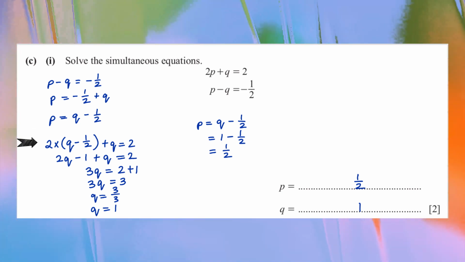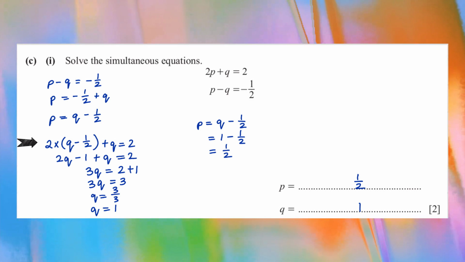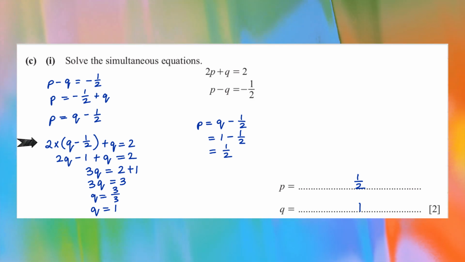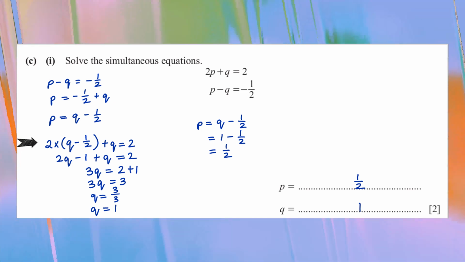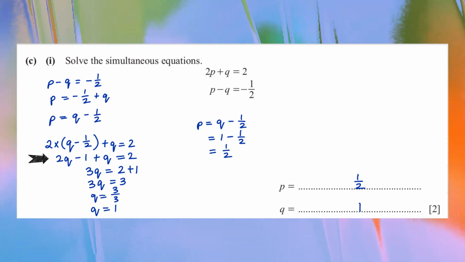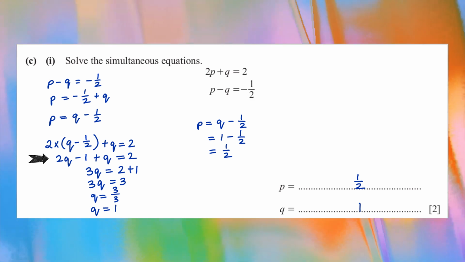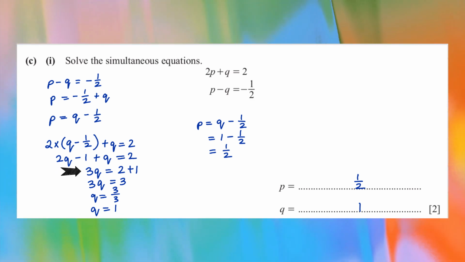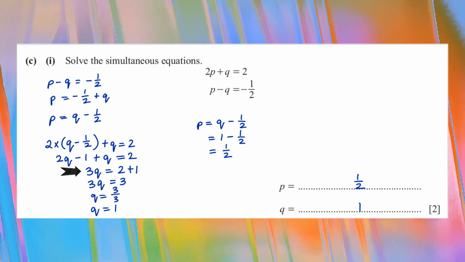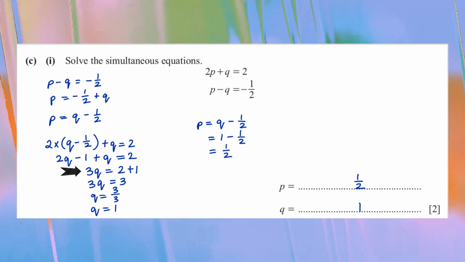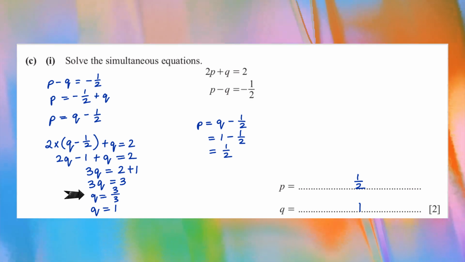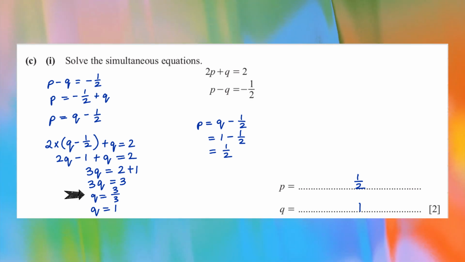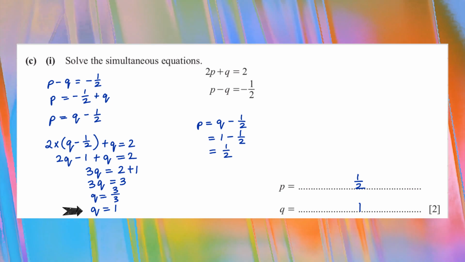Now we substitute q minus 1 over 2 in place of p in the first equation. This gives us 2 into q minus 1 over 2, plus q, equals 2. Simplifying, we get 2q minus 1 plus q equals 2. Now we add 1 to both sides and add 2q and q, which gives us 3q equals 2 plus 1. Simplifying again, we get 3q equals 3. Then we divide both sides by 3. This gives us q equals 1.